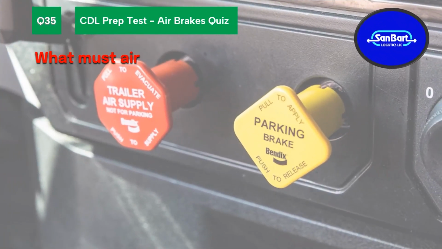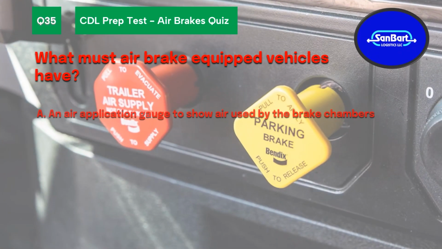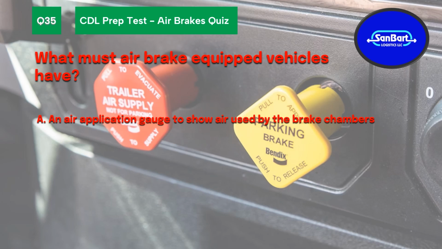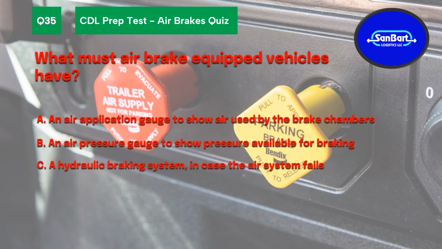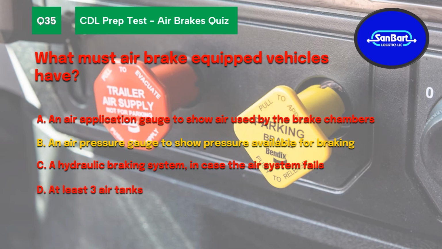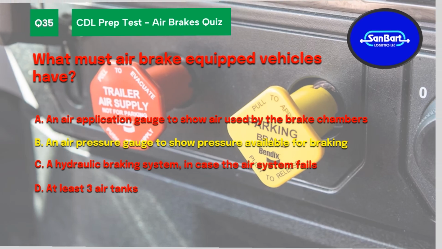Question 35. What must air brake equipped vehicles have? A. An air application gauge to show air used by the brake chambers. B. An air pressure gauge to show pressure available for braking. C. A hydraulic braking system in case the air system fails. D. At least 3 air tanks. The correct answer is B. An air pressure gauge to show pressure available for braking.